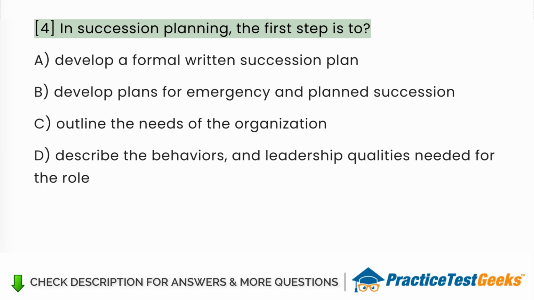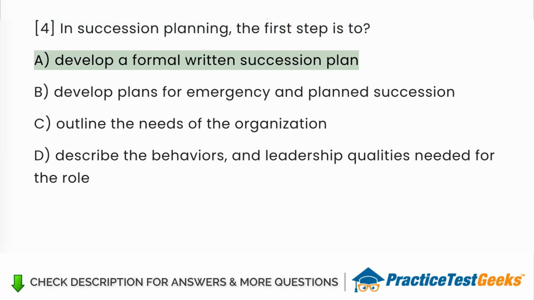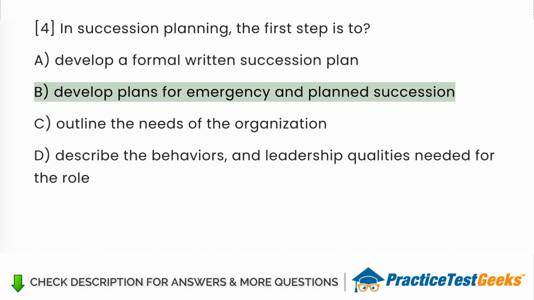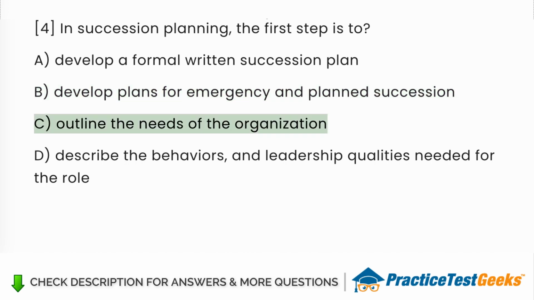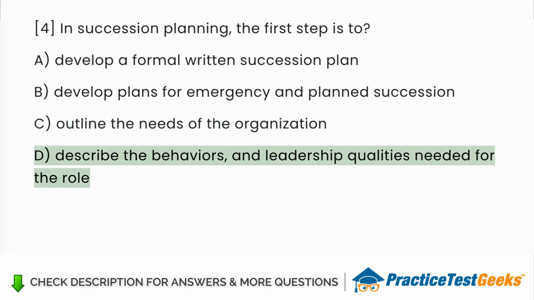In succession planning, the first step is to A. Develop a formal written succession plan. B. Develop plans for emergency and planned succession. C. Outline the needs of the organization. D. Describe the behaviors and leadership qualities needed for the role.